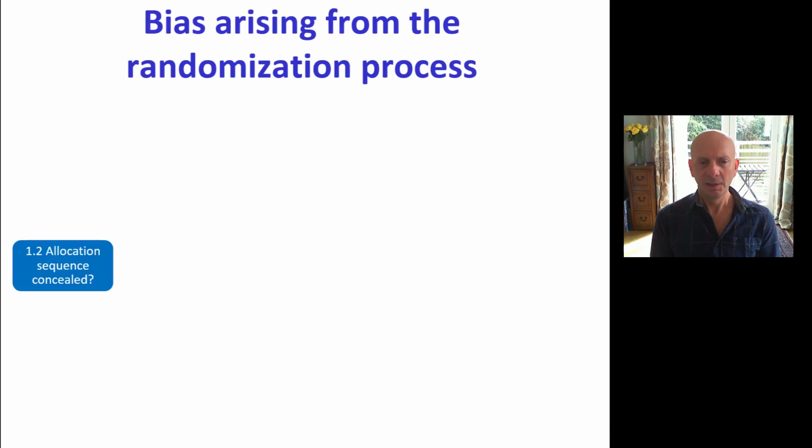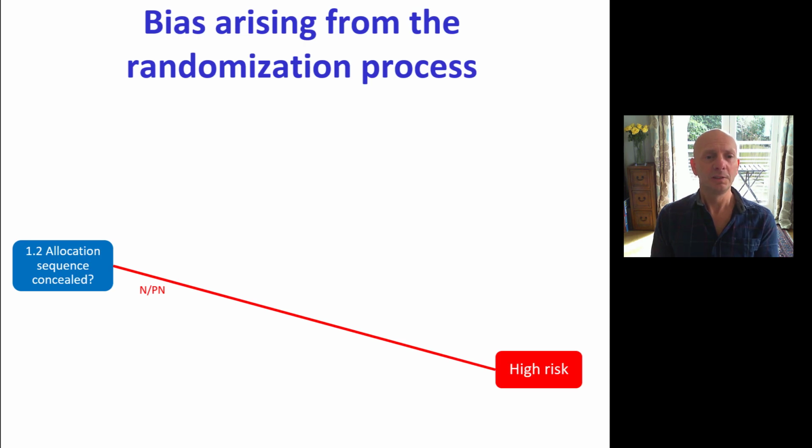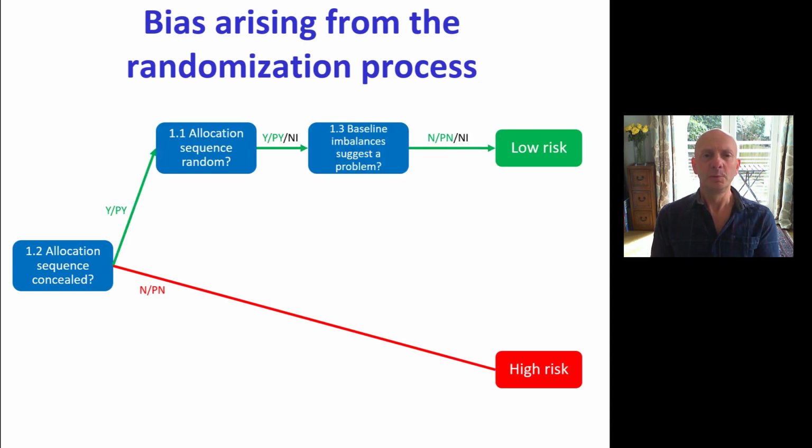And we turn these questions into an algorithm. The algorithms usually start with the first question, but they don't always, and this one doesn't. The most important consideration in randomization is whether the sequence of allocations was concealed. If it was not concealed, we'll match straight to high risk of bias. If it was, we'll check that there was an underlying random sequence, and we'll check that there wasn't any evidence at baseline that things went horribly wrong. Then we'll end up with low risk.